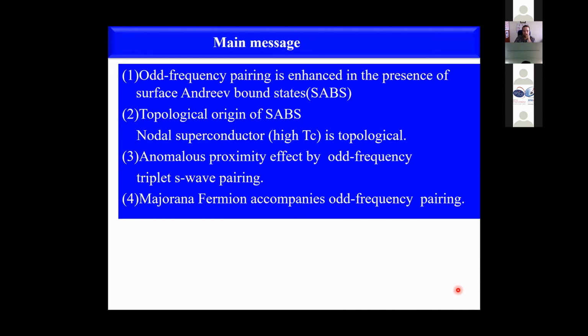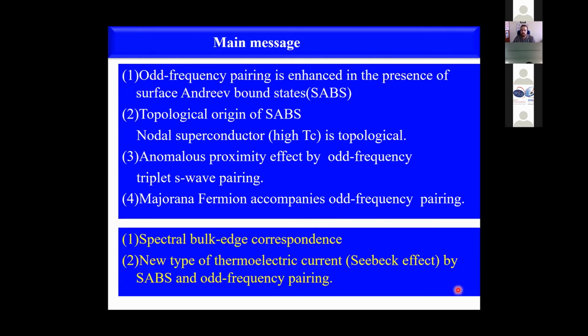So odd frequency pairing is enhanced in the presence of surface Andreev bound states and the topological origin of surface Andreev bound state. If we focus on this topological origin, nodal superconductor like high Tc cuprate can be regarded as topological superconductor, and also anomalous proximity effect by odd frequency triplet S-wave pairing, and Majorana fermion accompanies odd frequency pairing. And so we newly found spectral bulk boundary edge correspondence. And we have found new type of thermoelectric current, Seebeck effect by surface Andreev bound state and odd frequency pairing.